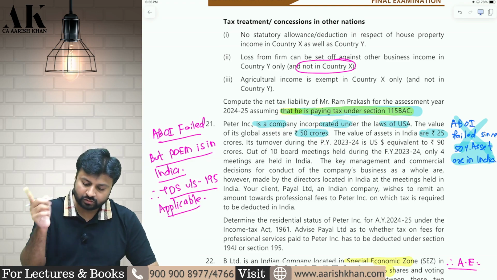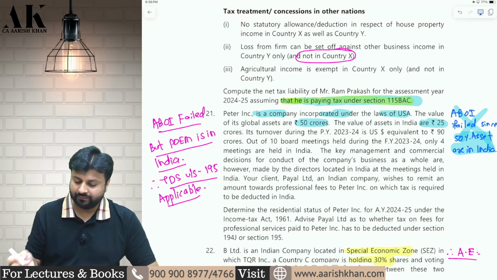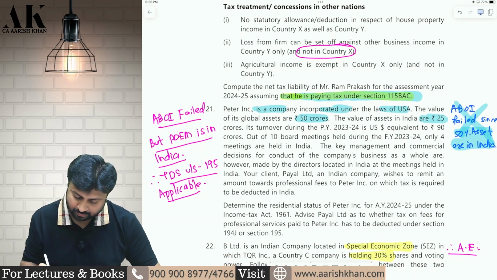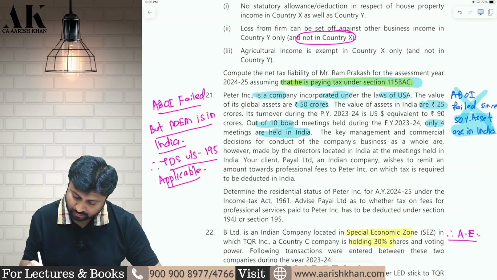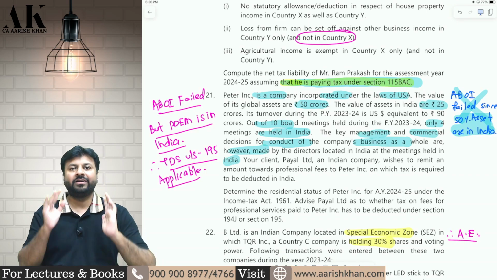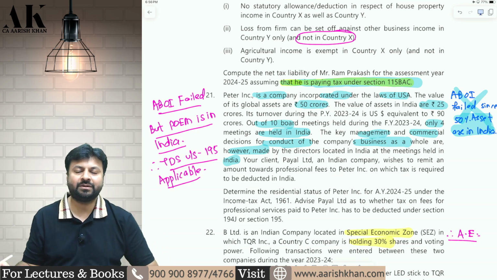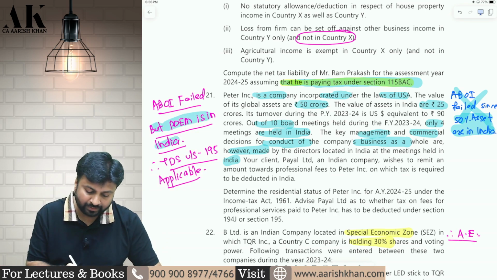So if you don't fulfill the ABOI test, then what are you supposed to do? You have to check the other factors, whether the POEM is in India or not. So if we come to know that 10 board meetings were held, and most of the board meetings are held outside India, only 4 board meetings are held in India. The key management and commercial decisions for the conduct of the business are done in India. Therefore, we can say that because the key management and commercial decisions are in India, POEM is in India.